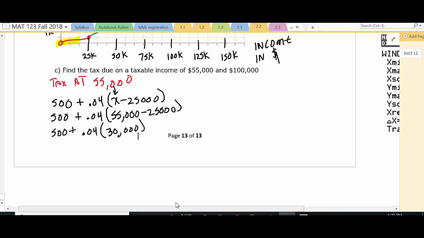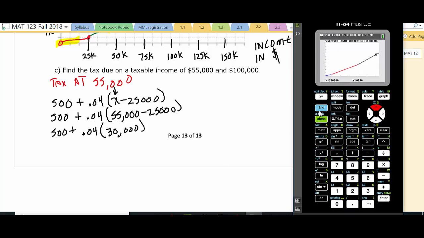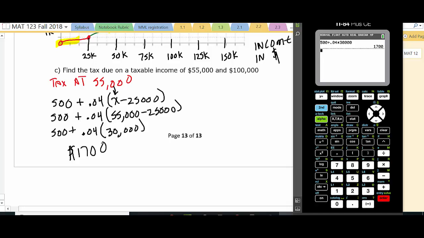Okay, all right. So I'm going to do this on my calculator. I'm going to get the fixed 500 plus 0.04 times 30,000. Okay, and that's going to be a tax of $1,700 for that income. That's what that is.